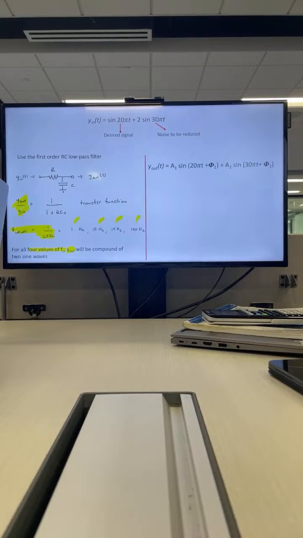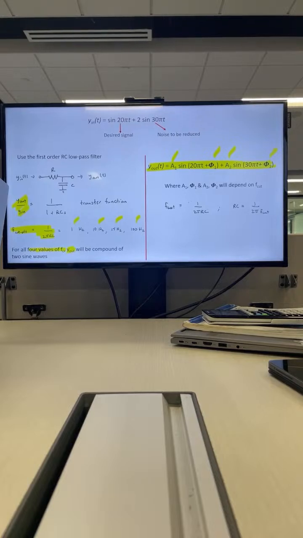Okay? So now I write my output waveform, the required output waveform. It should be like this, as I told you. Now my task is too easy, to find A1, phi 1, A2 and phi 2. Are you good, guys? Is it okay? Now how can I proceed?